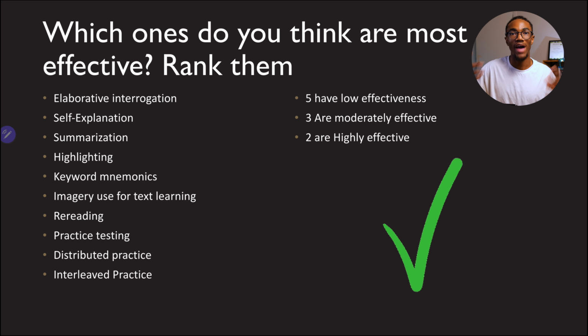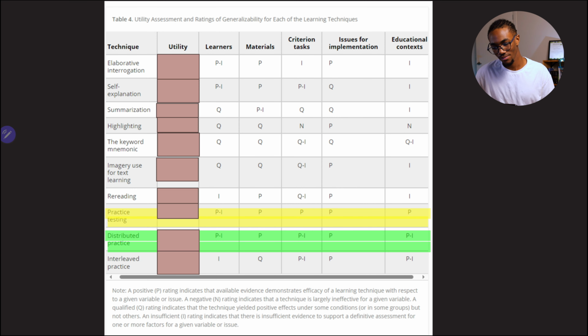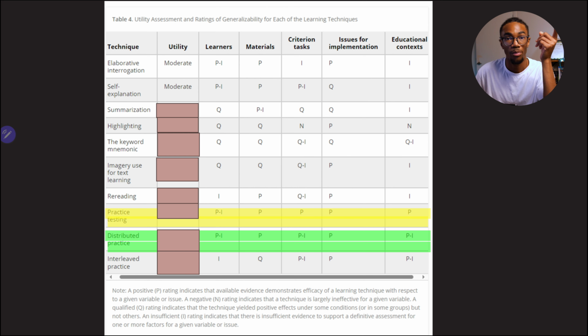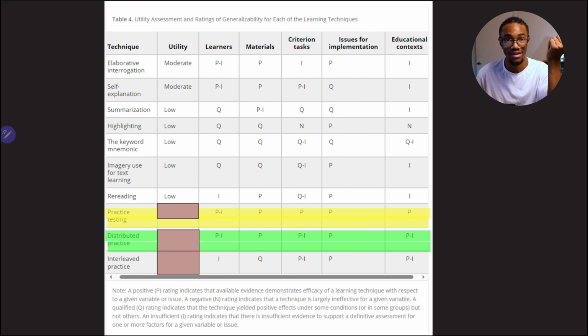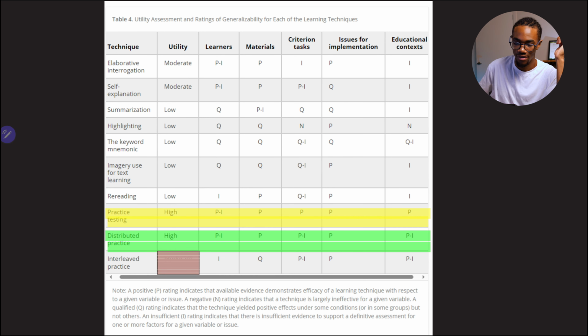So hopefully you've paused it and you've had a go. Let's have a look at the answers. Elaborate interrogation, moderate. Self-explanation is moderate. Summarization, you'll be surprised, is low. Highlighting is low. Keywords, mnemonics, low. Imagery, so imagining stuff, low. Rereading, low. Practice testing, high. Distributed practice, which we'll go over a bit later, is high. Interleaved practice is moderate.